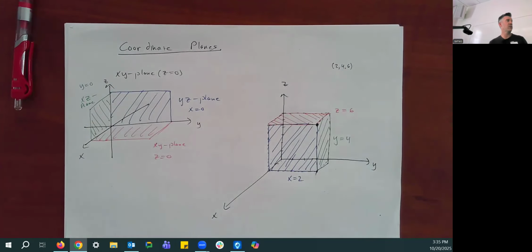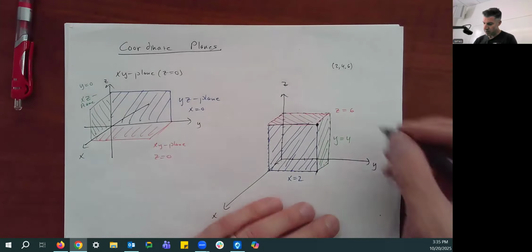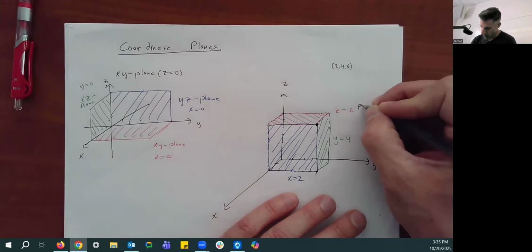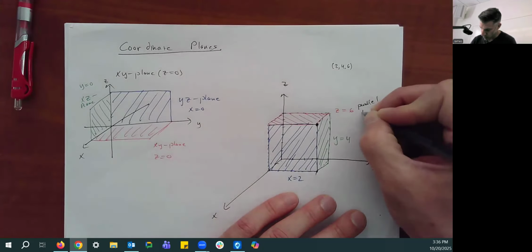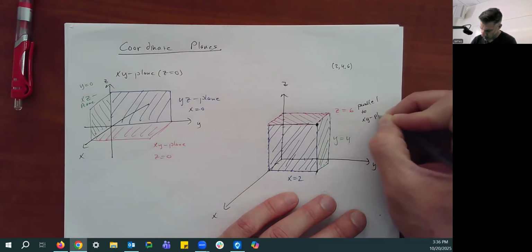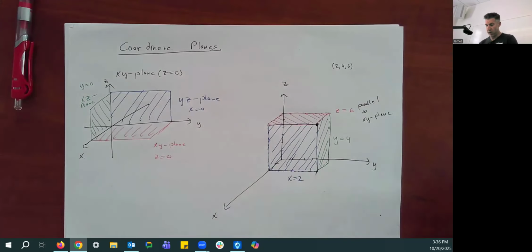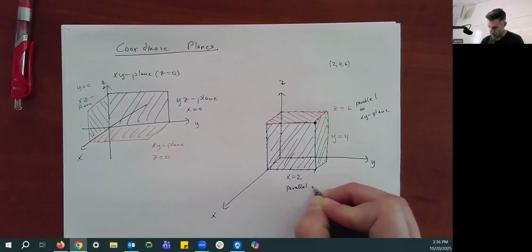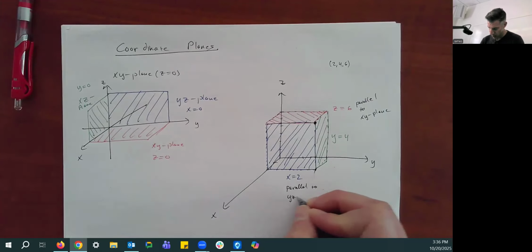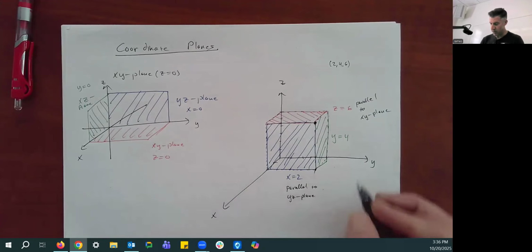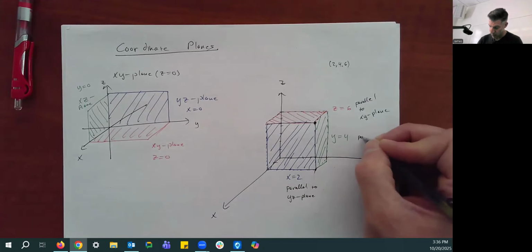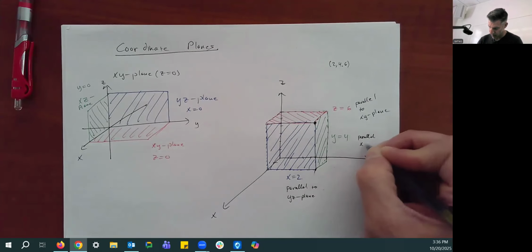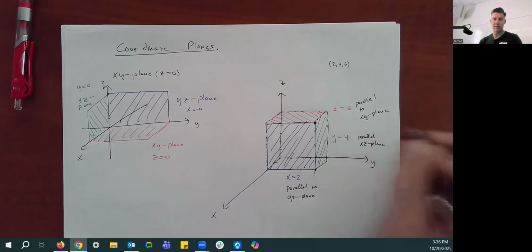So x equal to a number, y equal to a number, z equal to a number is going to give you a plane. More specifically, this z equals 6 plane is, not surprisingly, parallel to the xy plane, where z is equal to 0. And this x equals 2 plane is parallel to the yz plane, where x is equal to 0. And this y equals 4 plane is parallel to the xz plane, where y is equal to 0.